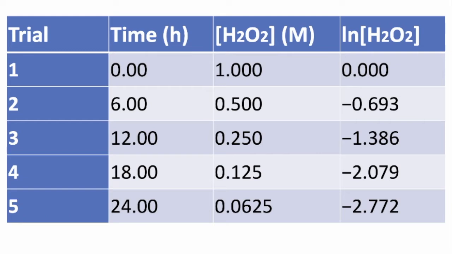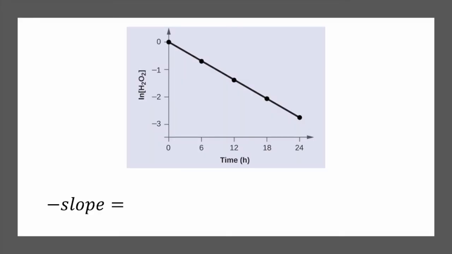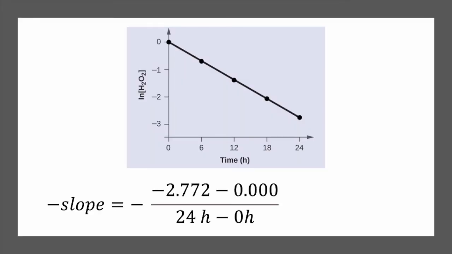So let's go ahead and take some data from trials 1 and 5, and we're going to put it into our equation. And we crunch our numbers and simplify, and we see that our k is 0.116 h^-1. We don't see h^-1 as a unit very often, but this is correct, and this is why it's important to keep units in your calculations.